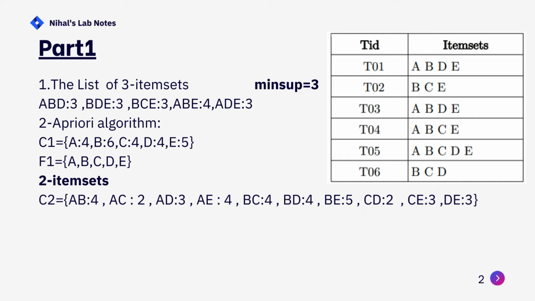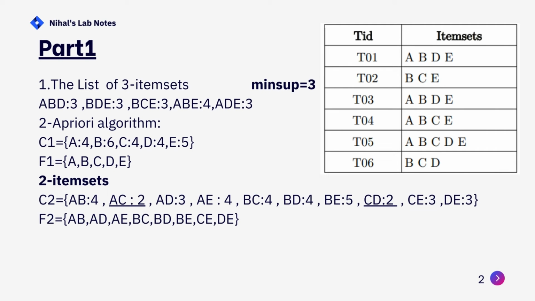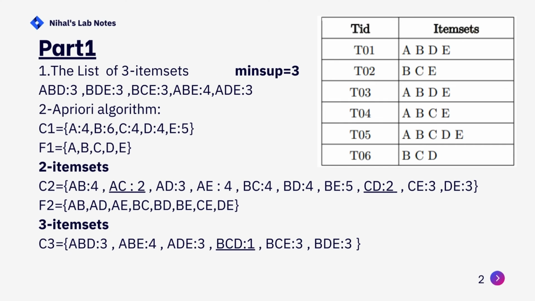We are going to prune AC and CD, removing these two item sets. So you can see here that F2 will contain AB, AD, AE, BC, BD, BE, CE, and DE. And we prune the AC and CD. Now let's move to three item sets.